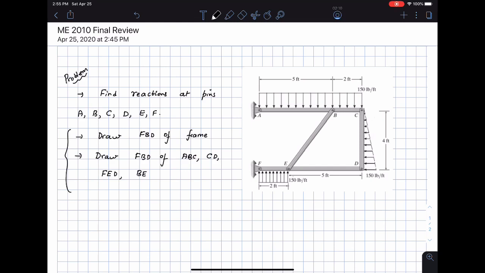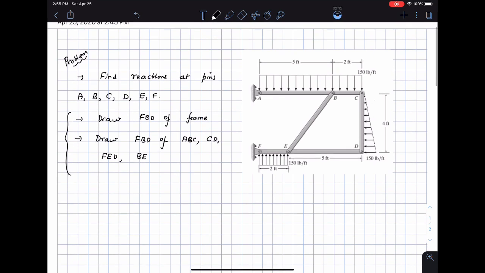Let's start off by taking a close look at this problem. First of all, the basic idea is if I see distributed forces, I have to get rid of them. So that's the first thing I'm going to do. If I look at this 150 pound per foot force, it's acting over a span of 5 plus 2, 7 feet. And my first thought process is to get rid of that by drawing a resultant force FR1.